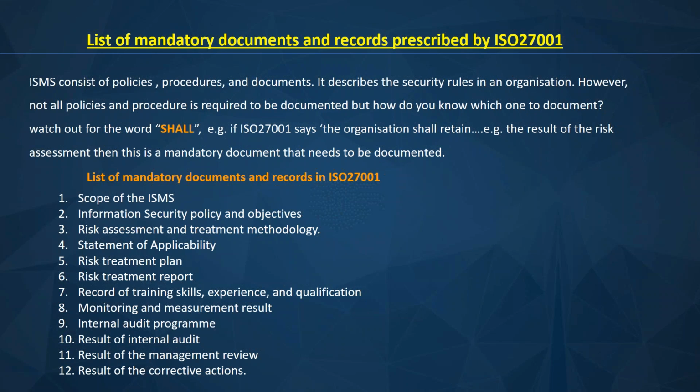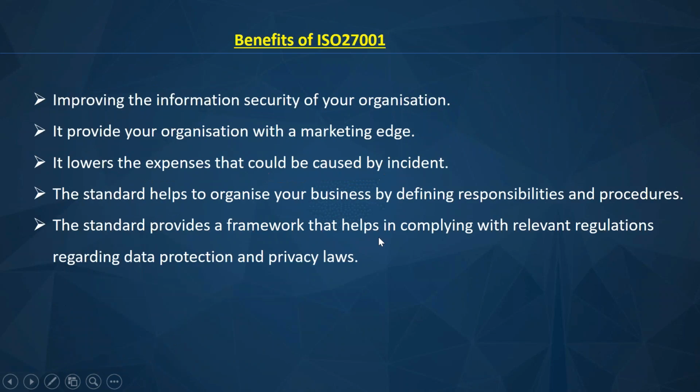This is the list of mandatory documents and records in ISO 27001. So if you are involved in an ISO 27001 implementation project, these are your end goals. By the time you finish your plan, do, check, act cycle, you will have obtained all of this information. Okay, so I hope that is clear enough.